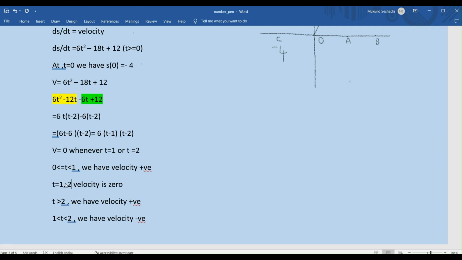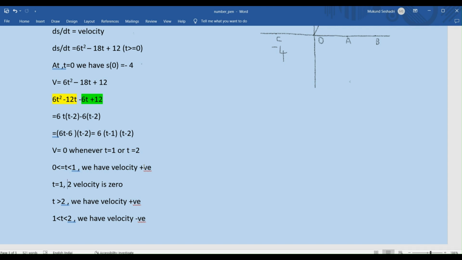And t equals 1, or 2, right? The velocity is 0. So we have 3 points. We have 2 points when the velocity changes direction, right? So at t equals 2, we have velocity moving from negative to positive. Okay, and then at t equals 1, we have the velocity moving from positive to negative, right? So between 1 and 2, the velocity is always negative, right?